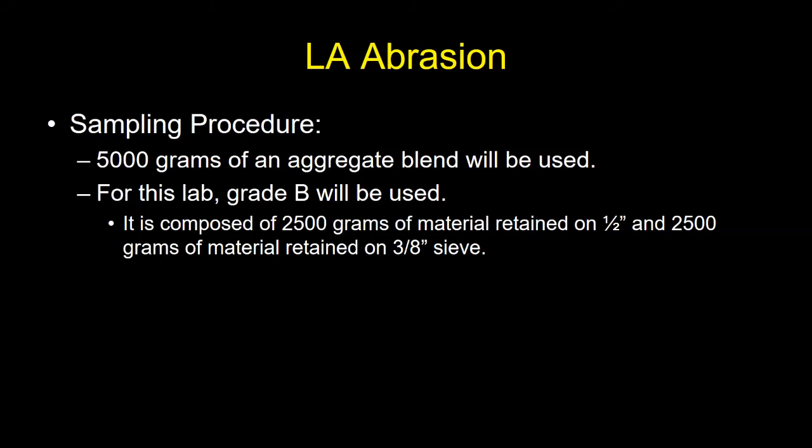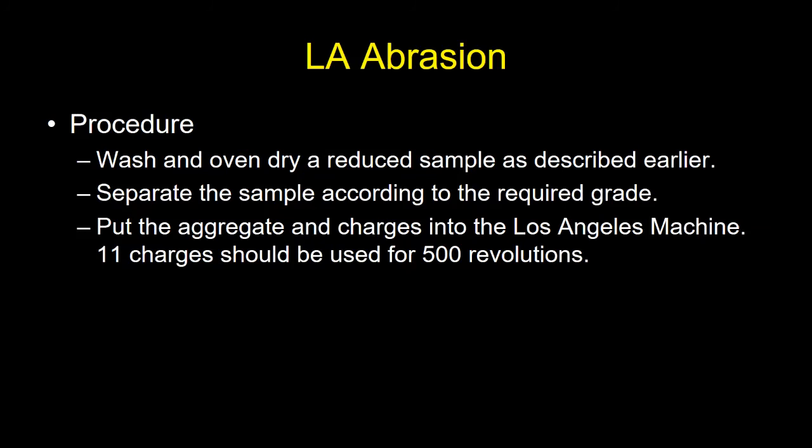Sampling procedure, you get 5,000 grams of aggregate. What you want is your blend to be 2,500 grams of material retained on the 1/2 inch sieve and 2,500 grams of material retained on the 3/8 inch sieve. So it's not the biggest. It's not like what we did with the limestone. It's a little bit smaller than that. But this helps you in your procedure because you're going to have more material in there than having a ton of large material, because you have more of it when it's smaller and it weighs the same.